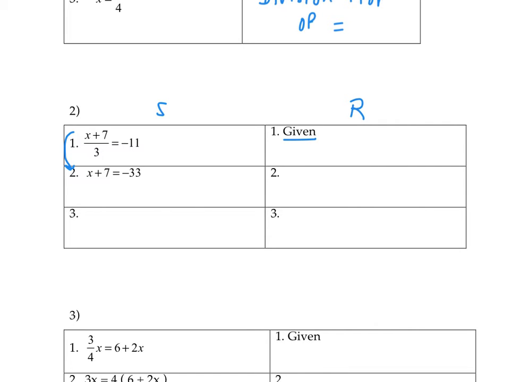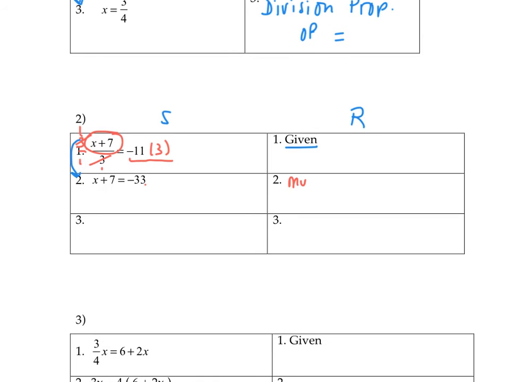So if you take a look at it, what I did was I multiplied the left-hand side of the equation by 3 and multiplied the right-hand side of the equation by 3. So the 3's on the left-hand side divide out to give us 1, and we're left with x plus 7. And negative 11 times 3 on the right-hand side gives us the negative 33 in the next step. Okay, so we multiplied both sides by 3. So we were using the multiplication property of equality.